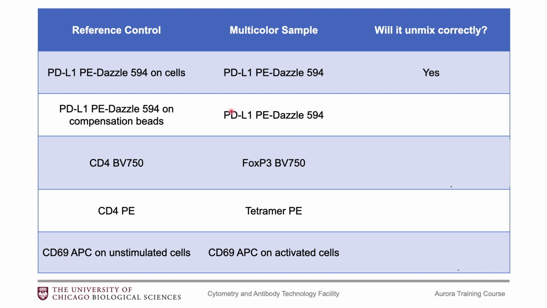Now, let's talk about the same sample, but instead of cells, we're going to use the antibody on compensation beads. Should that unmix correctly? In theory, yes, but sometimes we run into issues where actually this does not work out so well, and I'll talk in a couple of slides about why that is. Okay, third scenario. Let's say we're staining FOXP3, that's on BV750. And maybe I decided that it was kind of hard to get a good positive staining for that marker, and so I wanted to swap that out for a CD4, also on BV750. Will that change work and will it unmix correctly?